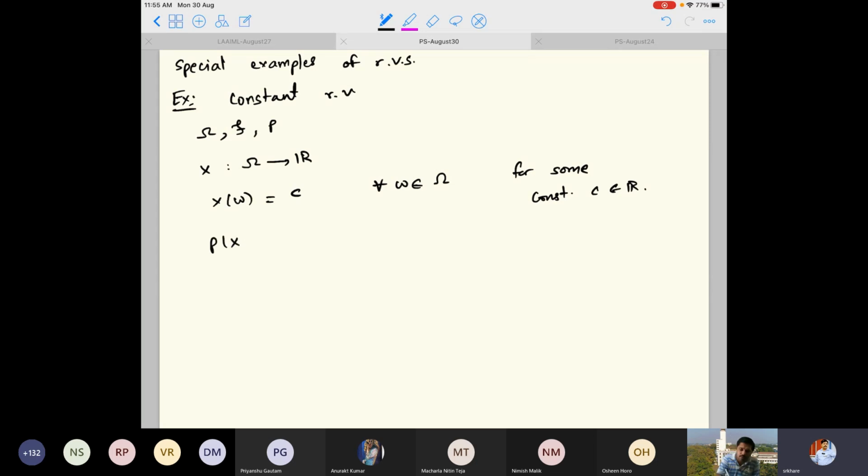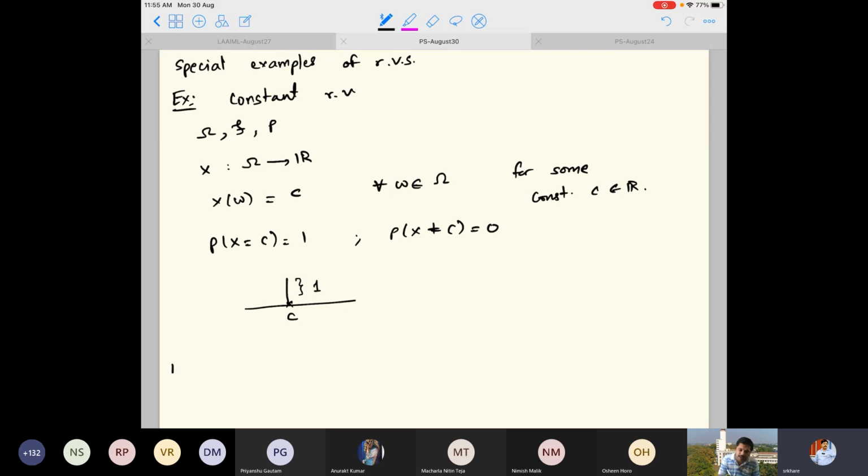So what is the probability? Probability X is equal to c is 1, and probability X not equal to c is 0. That's how the random variable behaves. And how does the PMF look? Suppose this is the number c, and this is the height 1. So this is the PMF, right?